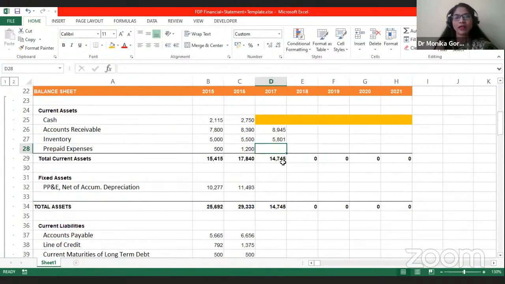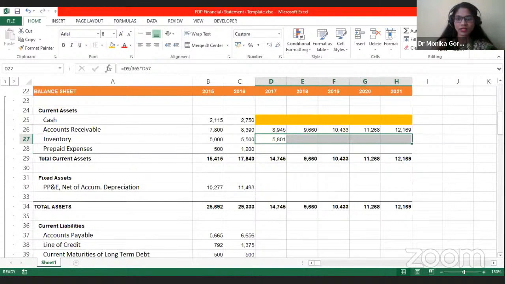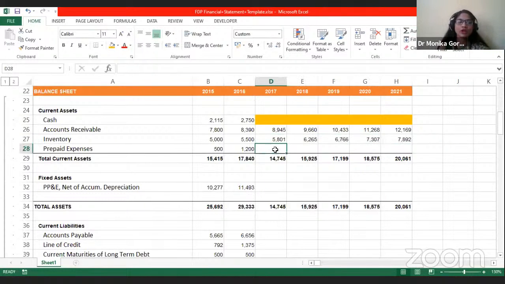Okay, again, prepaid expenses. Let's first drag this, shift left control R. Again we will paste this, shift left control R, so that the formula will automatically get pasted. Now prepaid expenses, we don't have any amount of prepaid expenses. So we are going to assume that prepaid expenses are, suppose, 1500.